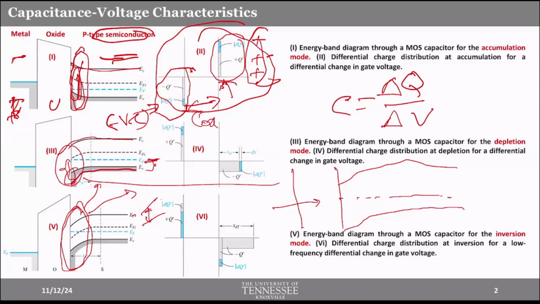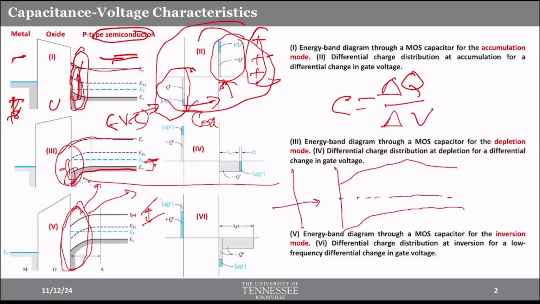So we have now three different regions, right? One is accumulation, and then there is depletion, and there is inversion. Let me actually clarify it a little bit. Do you remember what is depletion? Depletion, what does it mean actually? Can anyone tell me what depletion is?